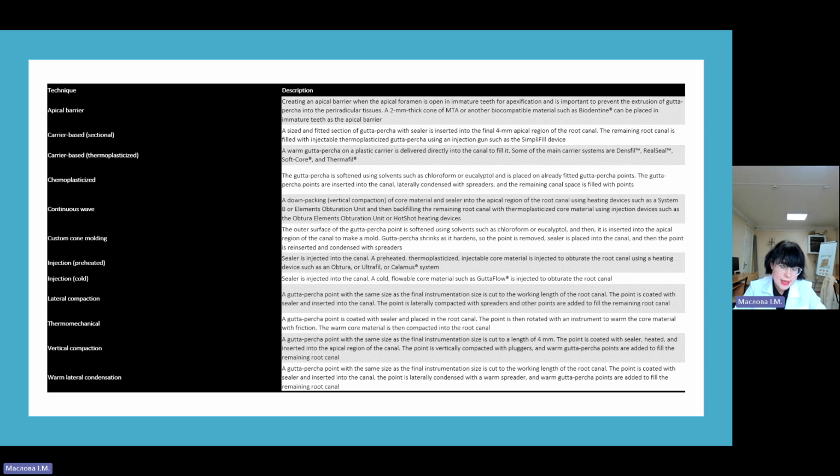And the warm lateral condensation includes the gutta-percha point with the same size as the final instrumentation size, cut to the working length of the root canal. The point is coated with the sealer and inserted into the canal. The point is laterally condensed with a warm spreader, and warm gutta-percha points are added to fill the remaining canal.